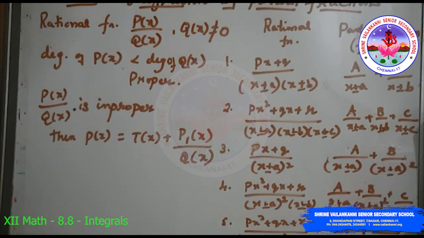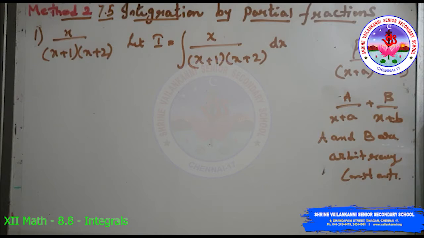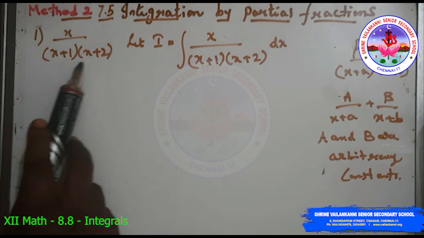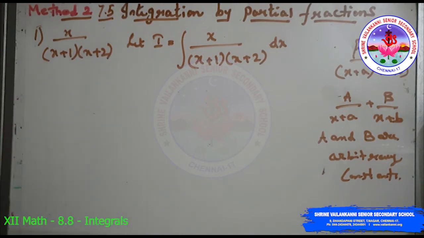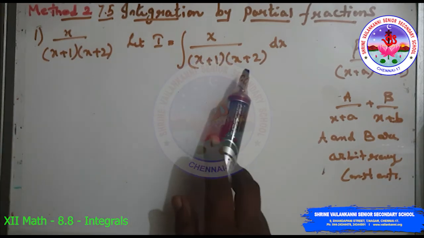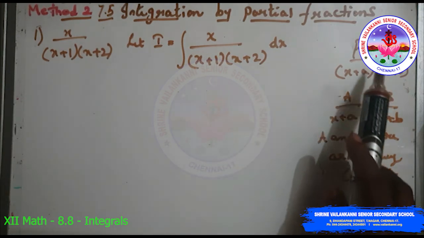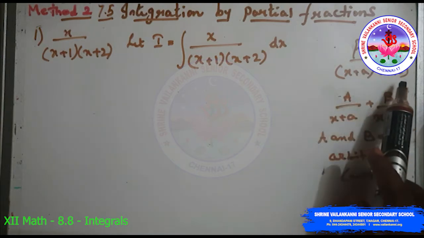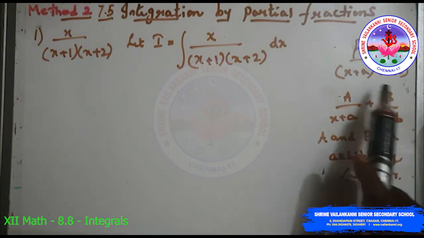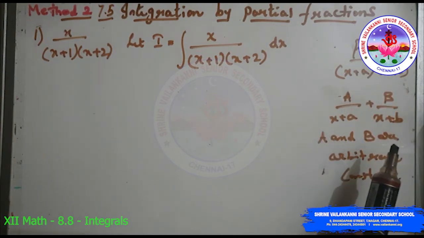Let's see some of the exercise questions based on this rational function. Exercise 7.5, integrate the rational functions. So x by x plus 1 into x plus 2. Let I equal to integral of x by x plus 1 into x plus 2 dx. It is a rational function which is in the form of px plus q by x plus a into x plus b. So we have to write this in partial fractions.